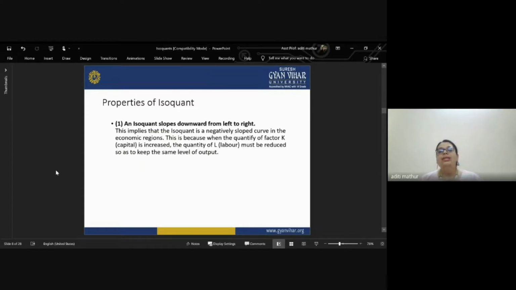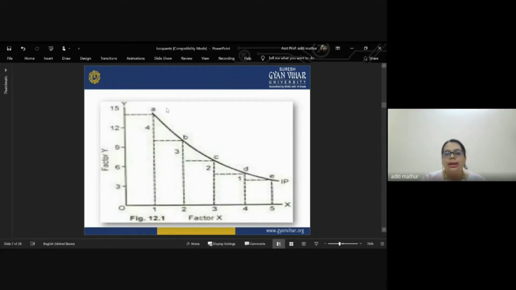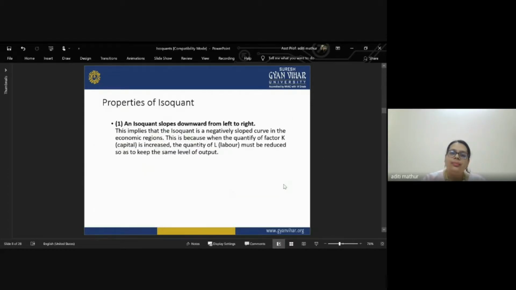So now let us discuss the properties of isoquants one by one. The first property of an isoquant is that it slopes downward from left to right. So you can see it over here. An isoquant curve is downward sloping from left to right. This implies that the isoquant is a negatively sloped curve in the economic region.